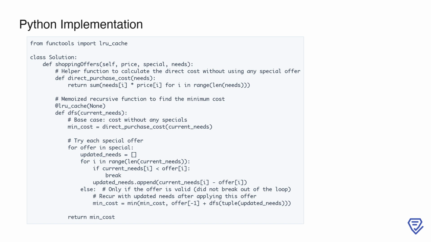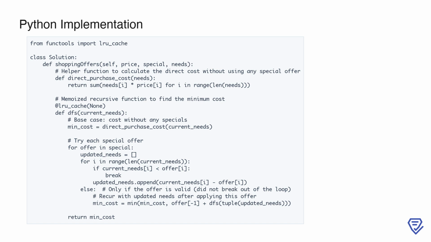This function takes the current state of needs as an argument and starts by calculating the cost of fulfilling the needs without any special offers by calling direct_purchase_cost. We then initialize min_cost with this direct cost. For each special offer, we check if it can be applied by iterating through the items in current_needs and the quantities in the offer. If at any point the offer requires more items than what we currently need, the loop breaks and the offer is skipped.